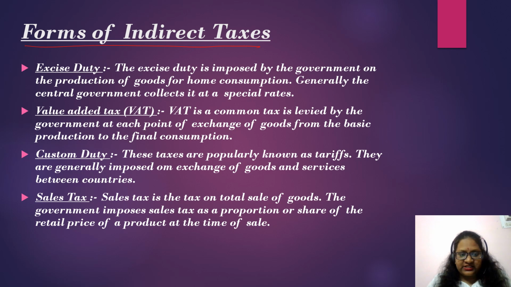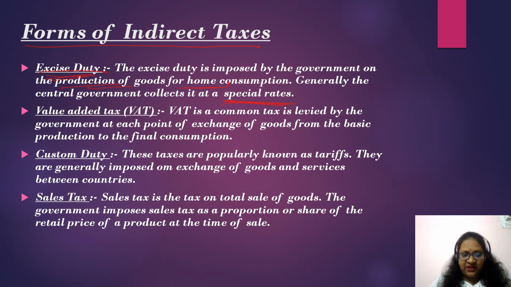Forms of indirect taxes. Excise duty. The excise duty is imposed by the government on the production of goods for home consumption. Generally, the central government collects it at a special rate. Now, whatever goods we use in our home, the excise duty is levied on those types of goods. Taxes are paid on the production of those goods.